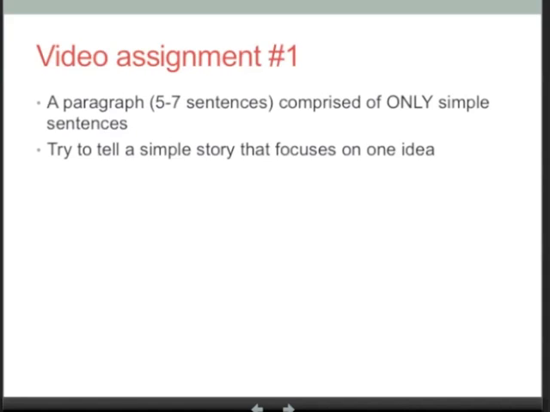Okay, so here's your first assignment. I want you to write a paragraph, so 5 to 7 sentences. And I want you to only use simple sentences. I want your paragraph to tell a very simple story, and I want that story to focus on one idea, right? So don't write your first sentence about peanut butter, and then the next one about a hammock, and then the next one about a snake, unless there's a relationship there. So let me give you an example.